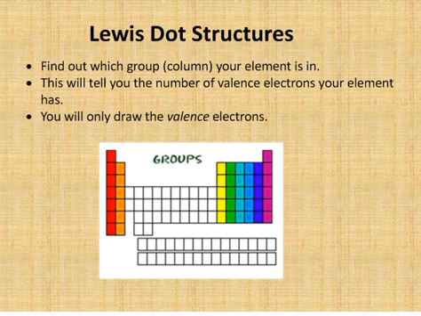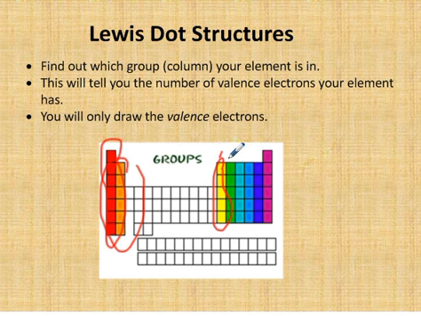So first, you're going to take your element that you're working with and you're going to find out which group or family, which is a column, your element is in. And just a reminder that a column or a group or a family are the ones that go vertically, so up and down. And again, just from earlier this week, this will tell you the number of valence electrons that your element has, because you are only going to draw the valence electrons.